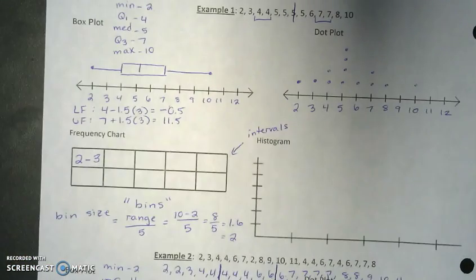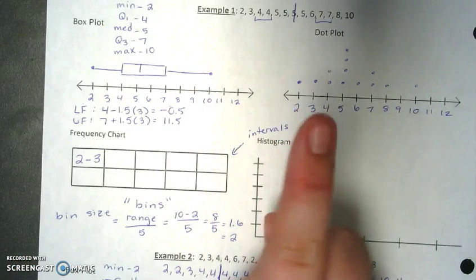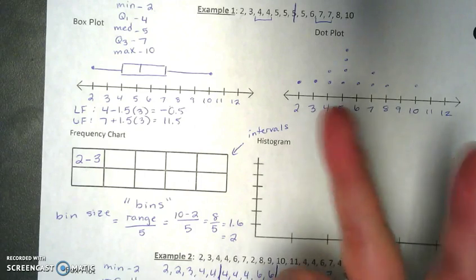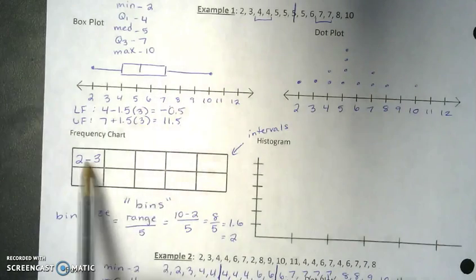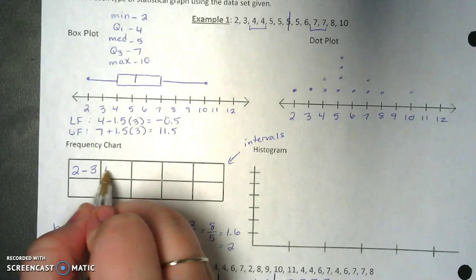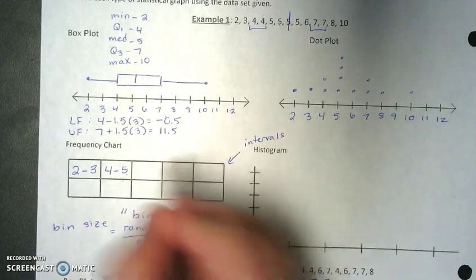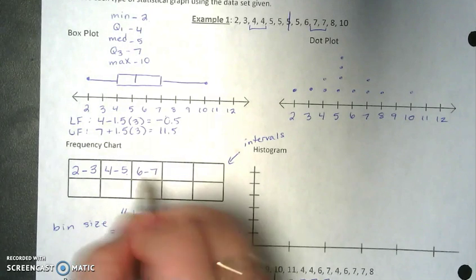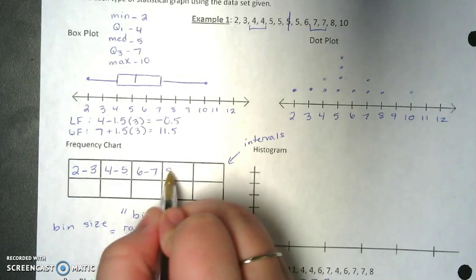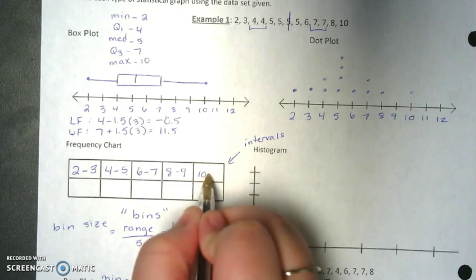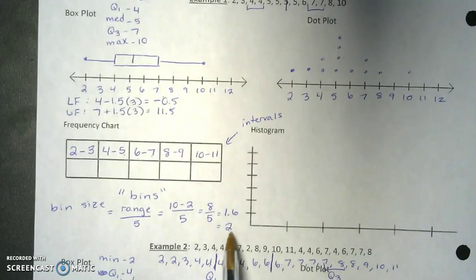The reason why it's saying that is that 2 is one number and 3 is the next number. So we actually have 2 numbers that are in this interval. The next one is going to go to 4 and then 5. So 4 and 5 are 2 numbers. Then 6 to 7 are 2 numbers. 8 to 9 are 2, and 10 to 11. So my bin sizes are holding 2 numbers.